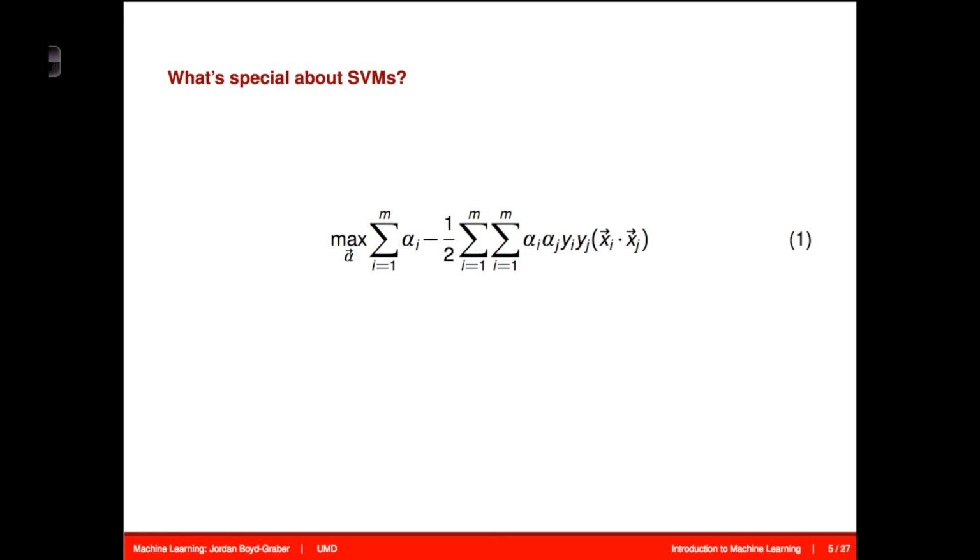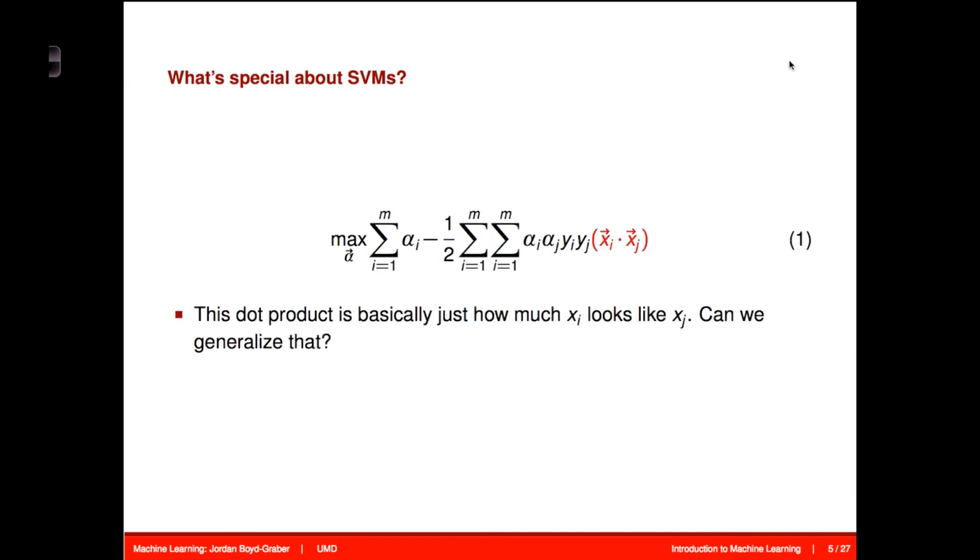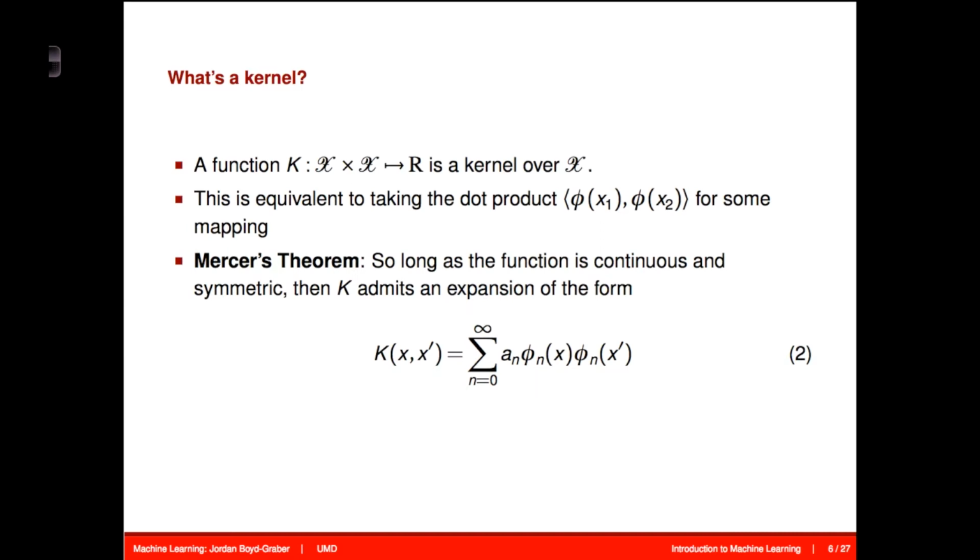The neat thing about support vector machines is its objective function. The objective function has a term that is essentially a dot product. Recall that the intuition of a dot product is basically how much does xi look like xj. And the generalization of that is a kernel function. A kernel is defined as a function that takes 2 examples and returns a real number.